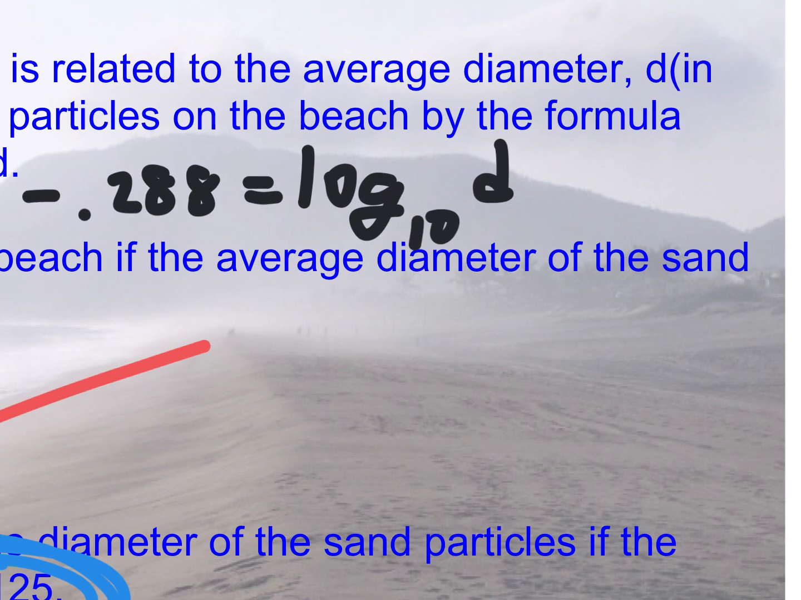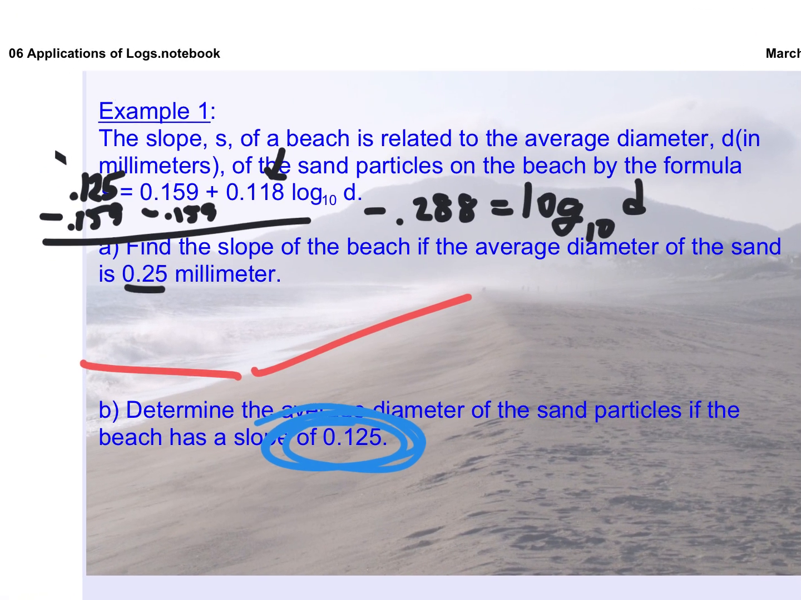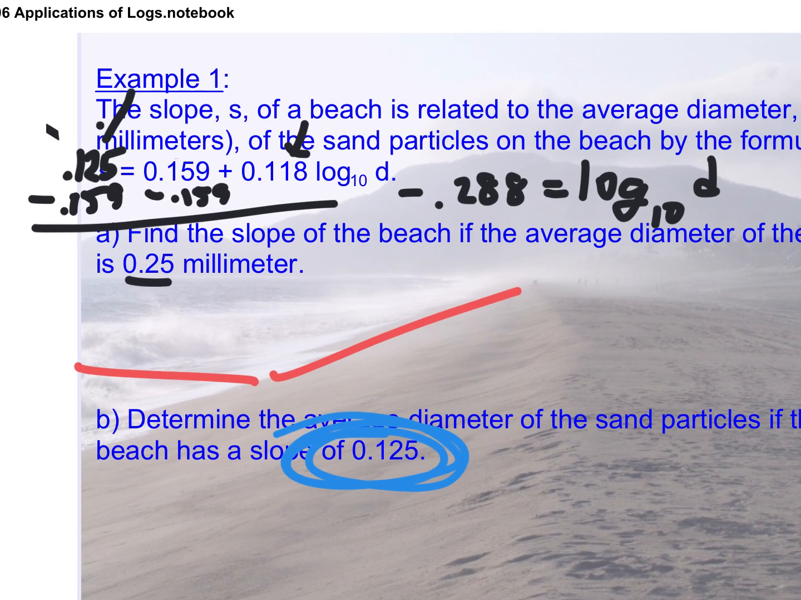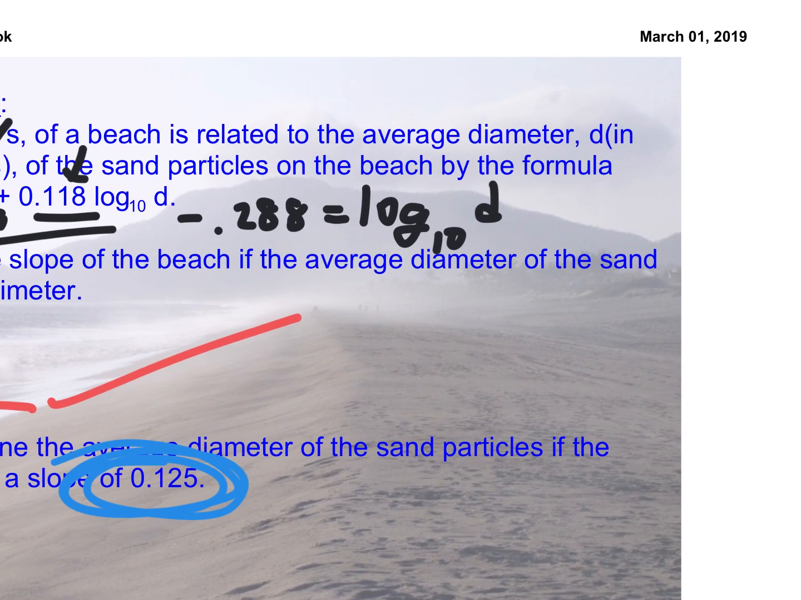Did you get it that far? I didn't get -0.288. All right, then you should try 0.125 minus 0.159 and then divide by 0.118 on both sides. And I think you'll get negative 0.288. I had multiple kids say they got the same thing, so I think I'm on the right track.